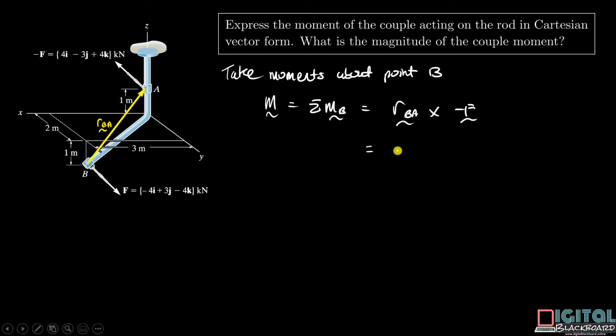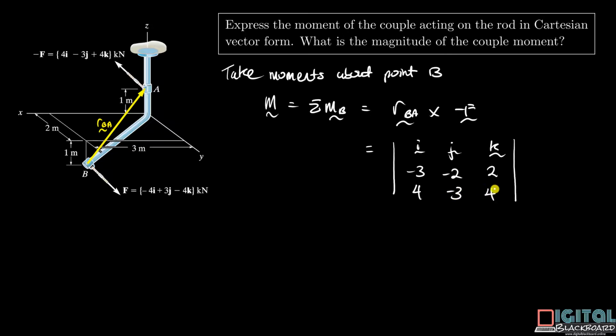So we can express this cross product as a determinant i, j, k. Now for the vector RBA, it is moving in the negative x direction by 3 units, so it's minus 3, and in the y direction, it is moving backwards by 2 units, so it's minus 2. In the k direction, it is moving upwards by 1 unit plus 1 more unit here, so it's 2 units. Now for the force minus F, the vector is given here: 4, minus 3, and 4.